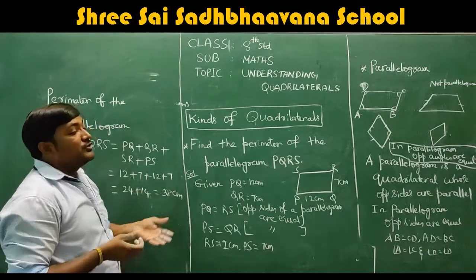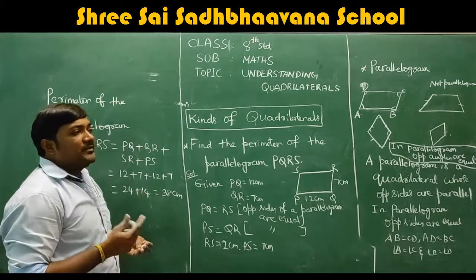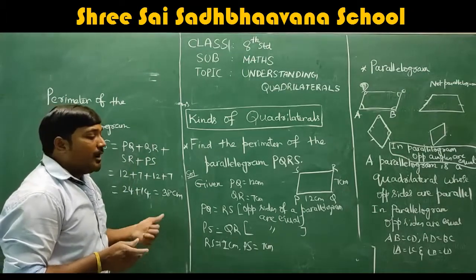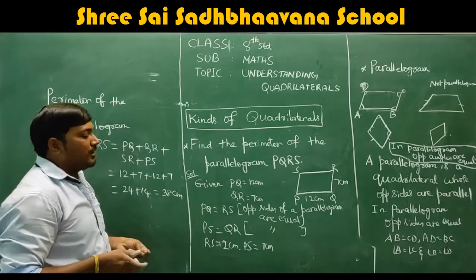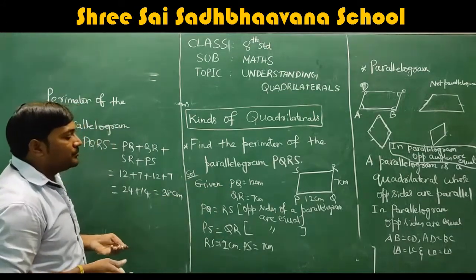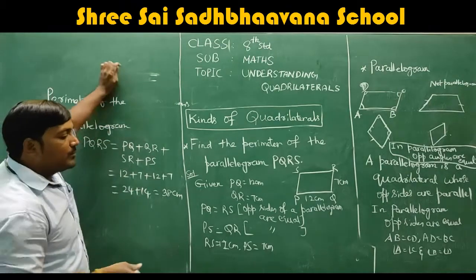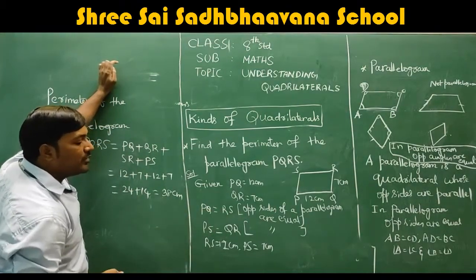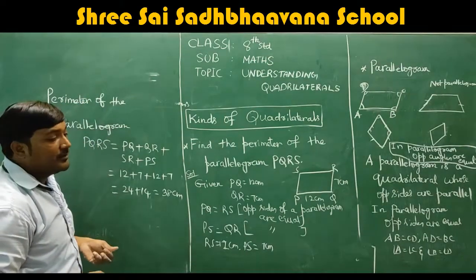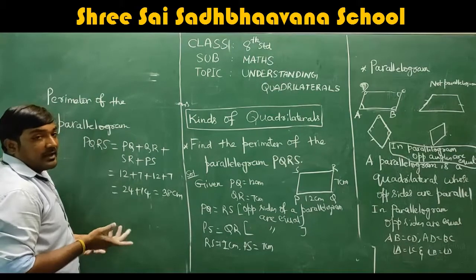And PQ should be equal to RS. Why? Because we just studied the properties of a parallelogram. What is that? Opposite sides of a parallelogram are equal. So PQ is equal to RS. Similarly, PS is equal to QR. Same property, opposite sides of a parallelogram. So can we write RS is equal to 12 centimeters and PS is equal to 7 centimeters? Because they have the same length.